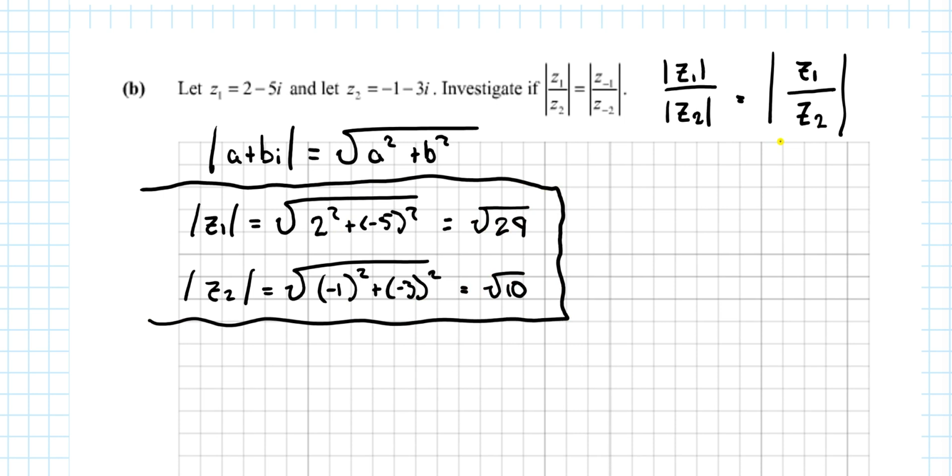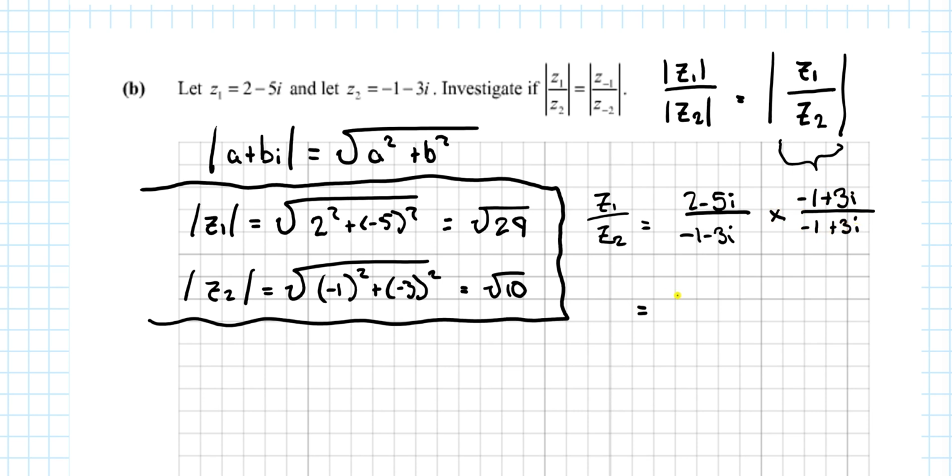What I really want to deal with here now is this bit. First deal with Z1 over Z2. That's 2 minus 5i all over minus 1 minus 3i. How do I divide a complex number by a complex number? I multiply top and bottom by the conjugate of the bottom. 2 by minus 1 is minus 2. 2 by 3i is plus 6i. Minus 5i by 1 is plus 5i.